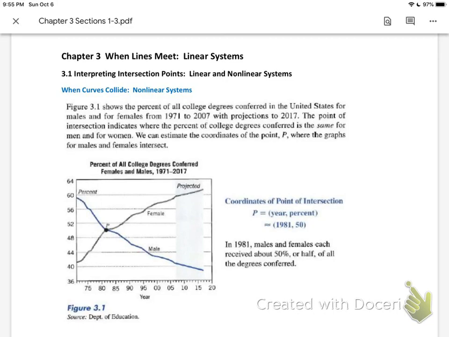Okay, in this video we're going to talk about Chapter 3, when lines meet and you have linear systems. So 3.1 talks about interpreting the intersection point of linear and nonlinear systems.